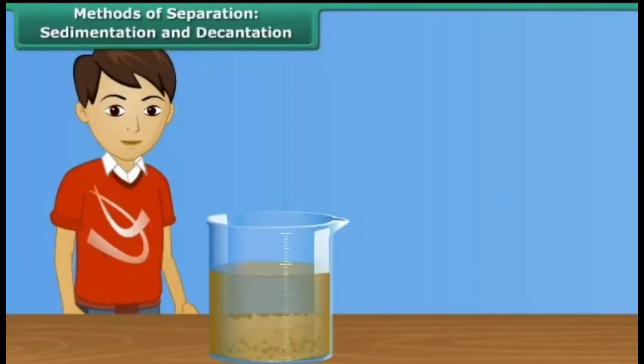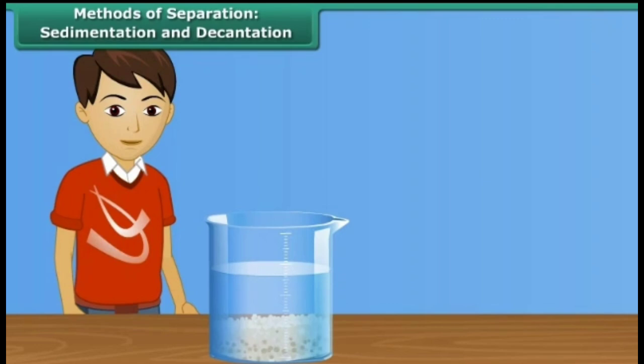Jack filled a beaker with muddy water and left it undisturbed for some time. After some time, he was surprised to see the beaker. Let us also look to find the reason for his surprise. The beaker had clear water.